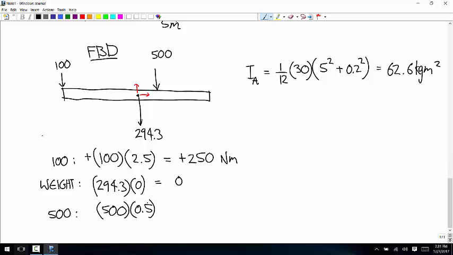And would that 500 Newton force make it rotate clockwise or counterclockwise around that axis? Clockwise. So you get negative 250. Ooh, I didn't even think about that, but it ended up coming out exactly the same.